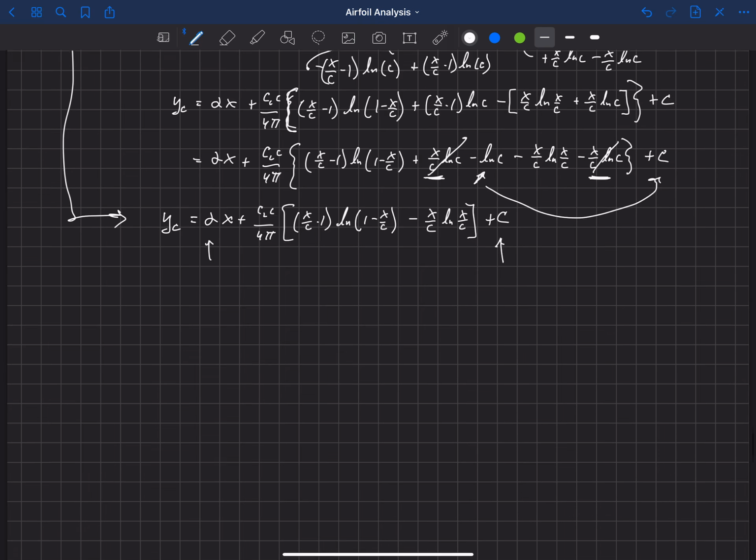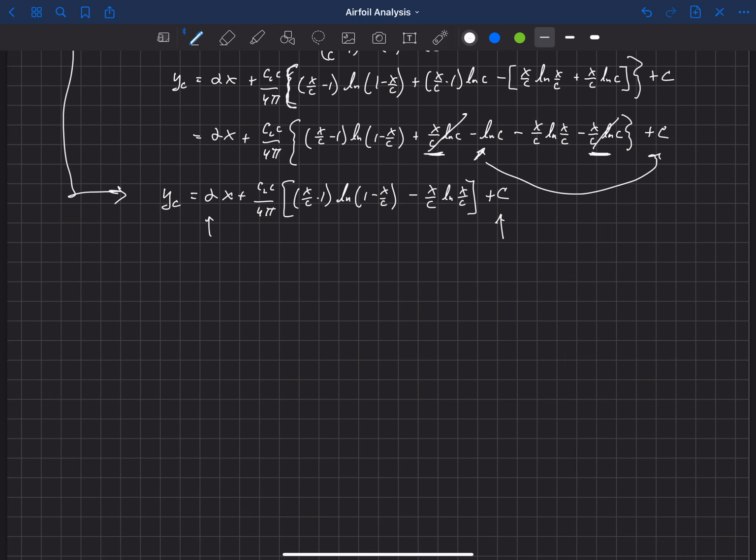So let's start with the constant of integration, the C at the end. So one thing we know is that we'd like our camber line to actually start and end at 0, right? So that's kind of the definition of the camber line. It's got to start at the leading edge and go to the trailing edge, and the y value at both of those locations is 0. So we know that y at 0 has to be equal to 0. So let's plug that into this equation.